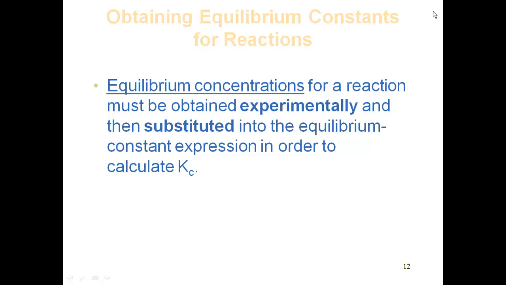Equilibrium concentrations for a reaction must be attained experimentally and then substituted into your expression in order to calculate Kc. So it has to be equilibrium values to plug in to solve for that Kc. In the early stages, we're going to be taking equilibrium concentrations and solving for K, but eventually I'll be giving you K, and then you're going to have to solve for the equilibrium concentrations, or how much is there when we actually reach equilibrium.